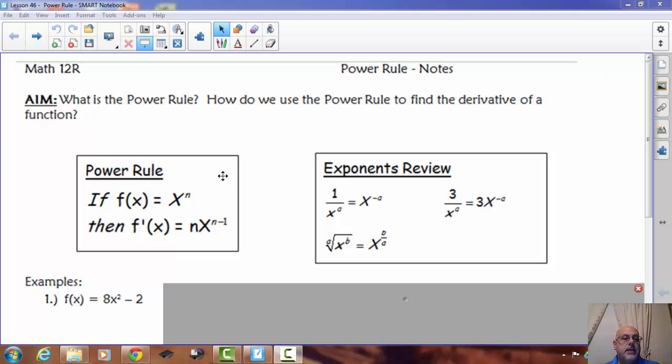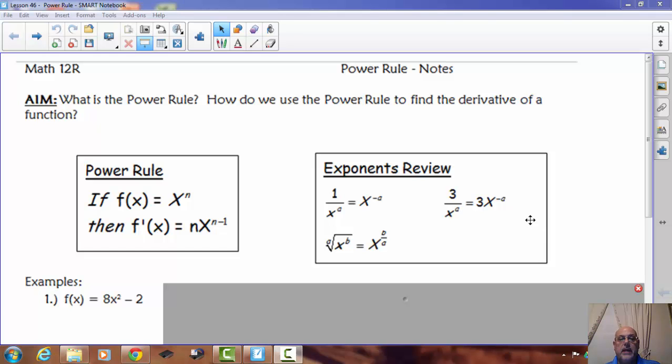So the power rule says that if you have this function f of x, it's equal to x to the n power, the derivative is found as follows. You take the exponent and multiply by the coefficient, which is the number in front of the x. That number goes in front of the x now. Then you take your original exponent and subtract 1 from it.